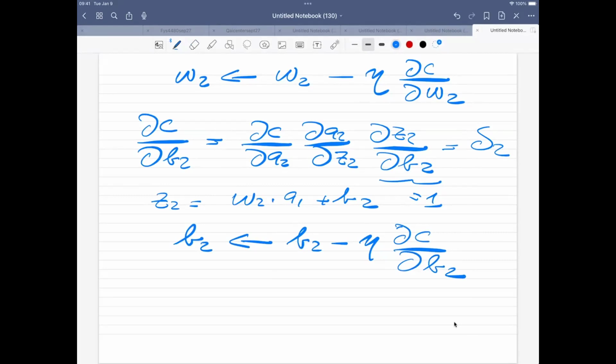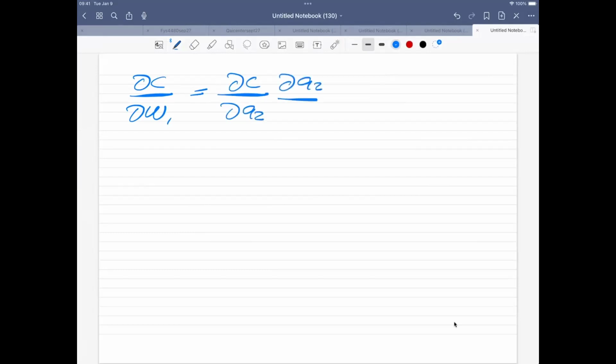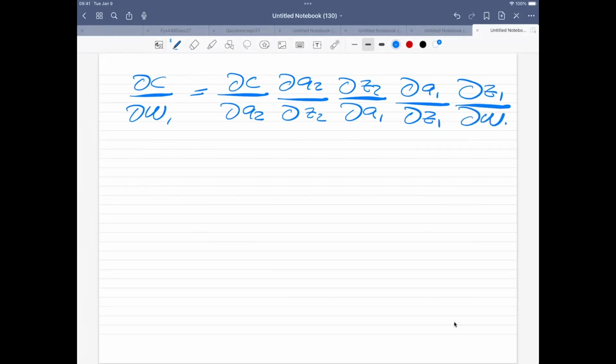So now we have the equations for updating two of the parameters. So we need to use the chain rule. What we will find next gets a little bit not too exciting. We start at the endpoint: dC/dA2, dA2/dZ2, then dZ2/dA1, and then dA1/dZ1, and finally dZ1/dW1.